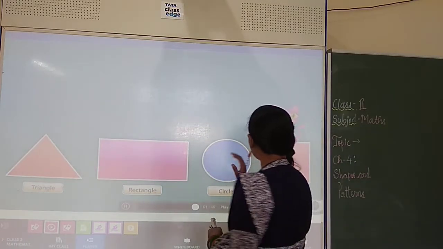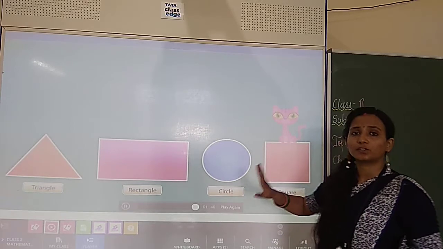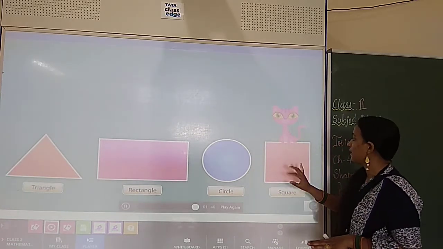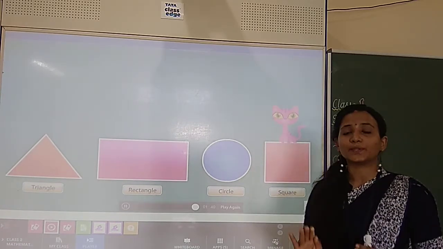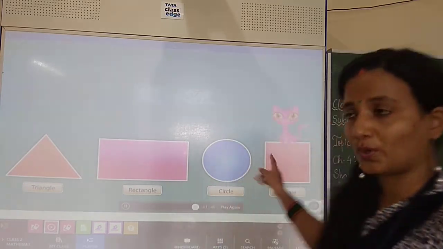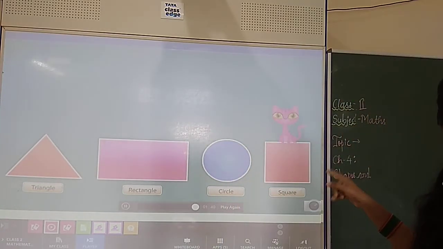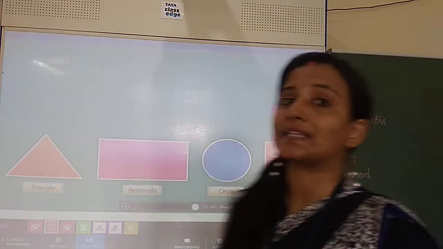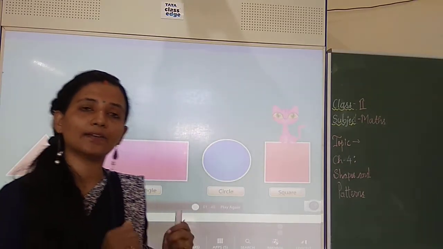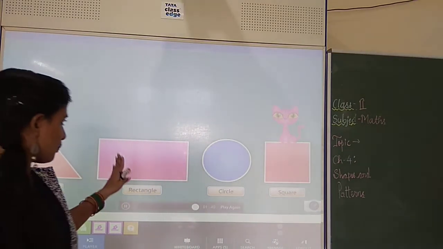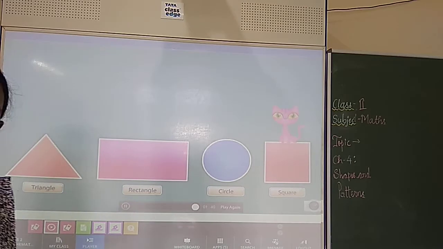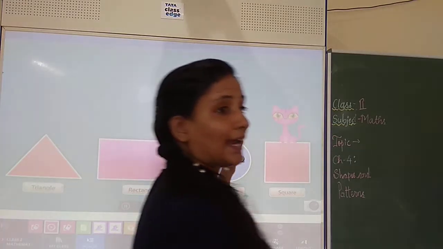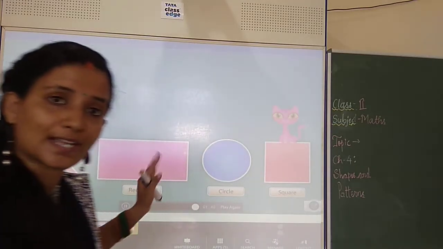Now, before the circle, I want to tell you about the square. Square is also similar to a rectangle. You are seeing that? Yes. But what is the difference between square and rectangle? Square is also having four sides. Yes. And rectangle is also having four sides.